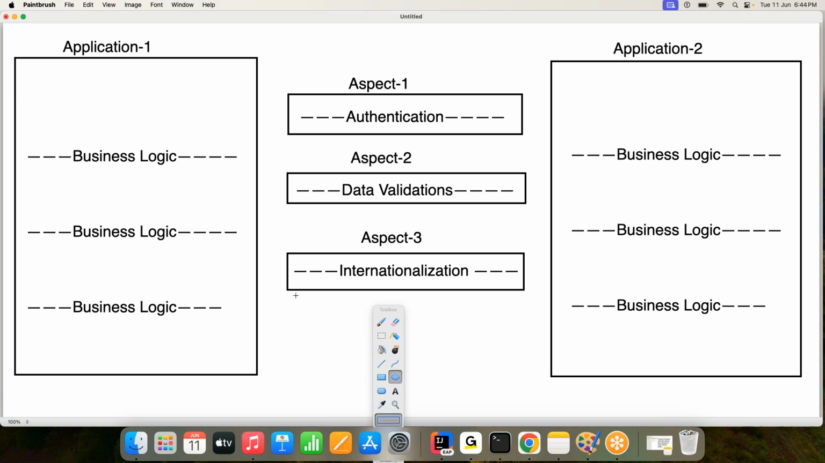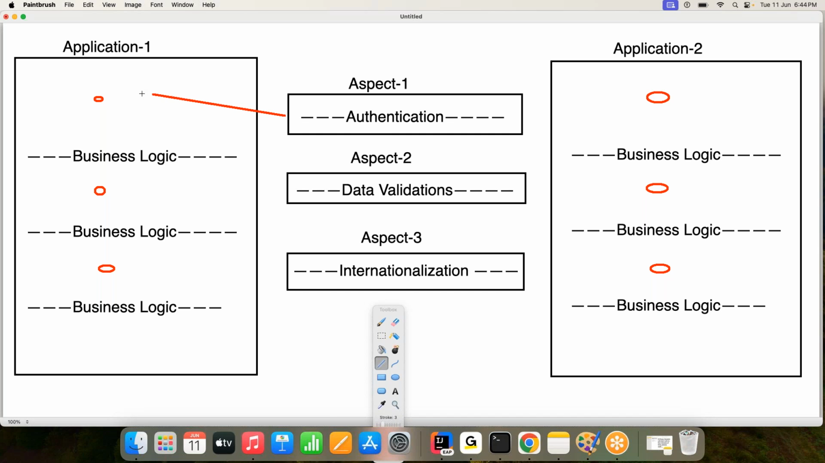Now I'm going to select some pinpoints here. Observe carefully. This is one pinpoint, this is another pinpoint, this is another pinpoint. Similarly, here we require this pinpoint, this pinpoint, and this pinpoint. In these points only I require the aspects. Those points are called join points. After that, inject these aspects into the join points of the enterprise applications.